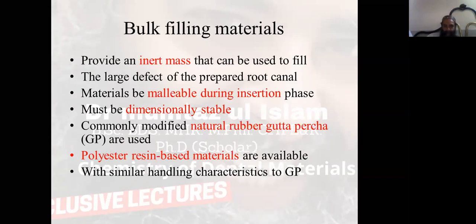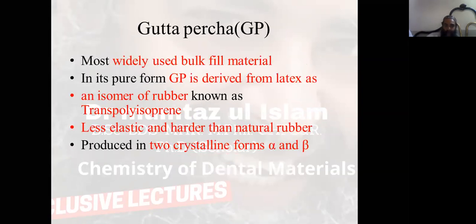Now the bulk filling material provides an inert mass that can be used to fill the large defect of the prepared root canal. Materials must be malleable during the insertion phase and must be dimensionally stable. Commonly, modified natural rubber gutta-percha GP points are used. Polyester resin-based materials are also available with similar handling characteristics to gutta-percha. Gutta-percha is the most widely used bulk filling material.